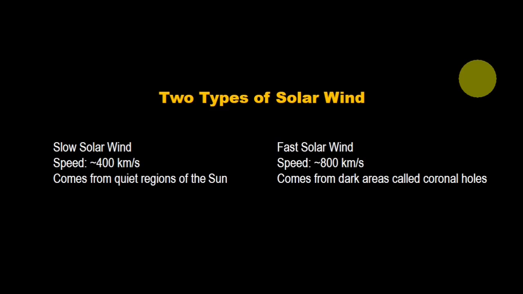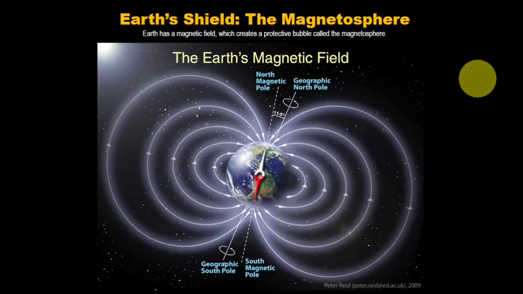Now, we have two types of solar wind. We have the slow solar wind. They move at a speed of about 400 kilometers per second, and they come from the quiet region of the sun. And we have the fast solar wind, which moves at a speed of about 800 kilometers per second and comes from the dark areas called the coronal holes. Now I am done with the sun. I've explained the meaning of plasma and I've explained solar wind.